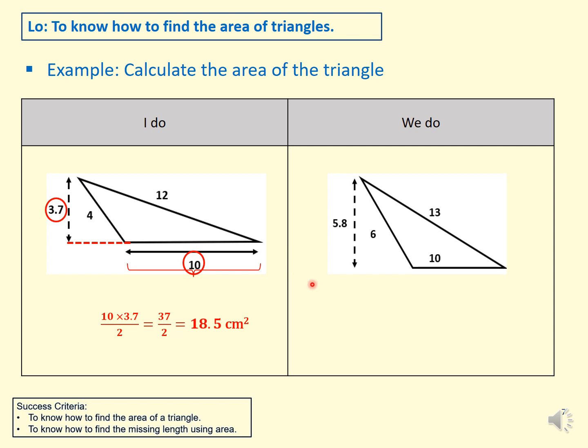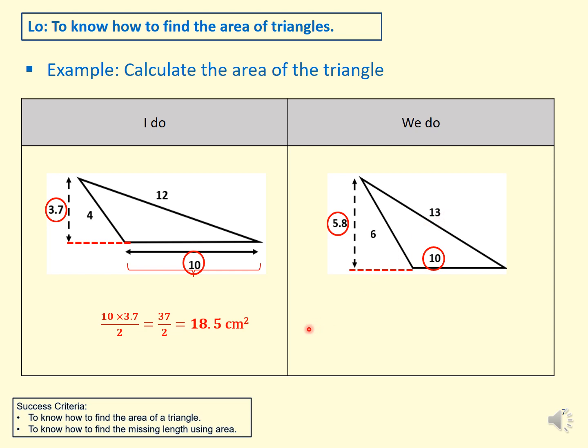Again, in here, I know which one is the perpendicular height, which is the straight vertical line, which is 5.8. Then I extend the base to make sure, yes, I have a right angle in here. So the base that I'm going to use is going to be 10, and I don't use 6 and 13.